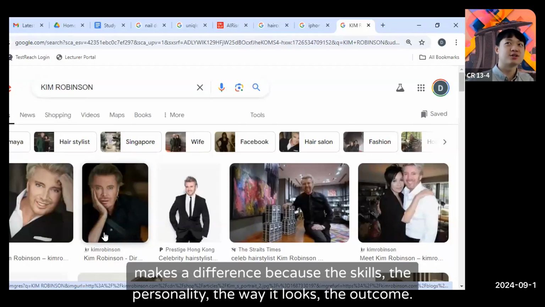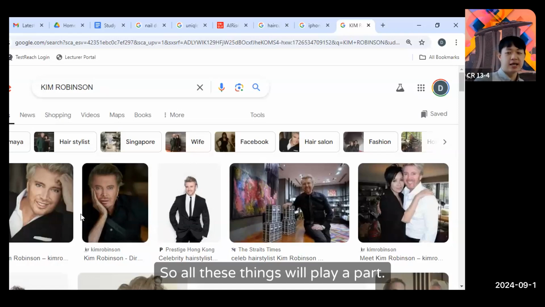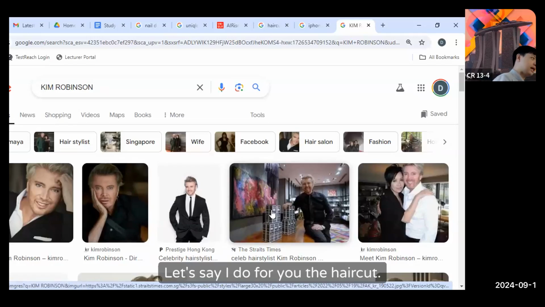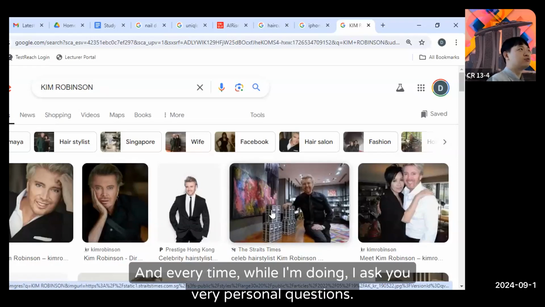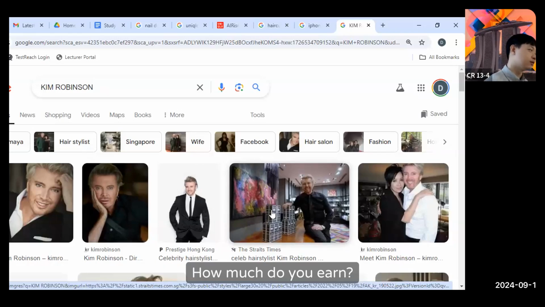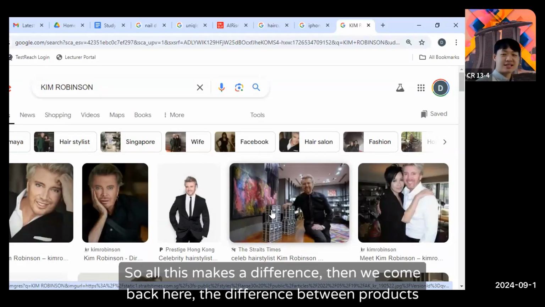It makes a difference because of the skills, personality, the way it looks, the outcome, and it could also be the shop's atmosphere. So all these things play a part, so it matters where you go for the haircut. If I do the haircut for you, and every time while I'm doing it I ask you very personal questions, like how much do you earn, or I keep touching you, it makes you feel uncomfortable. Then probably you won't come again. So all this makes a difference.